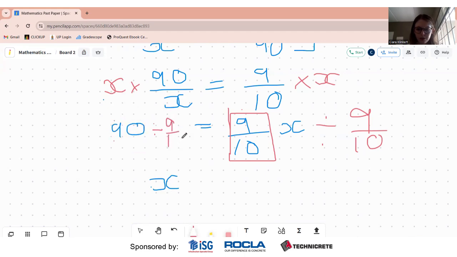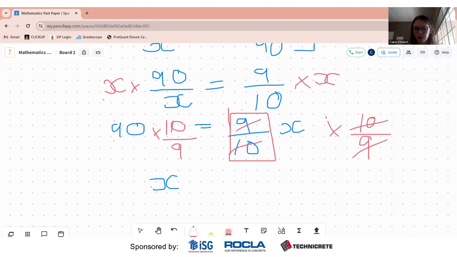Okay. So 90 divided by 9 over 10. And then I remember when I divide by fractions, I need to tip and times. So if I tip it here, I'm going to get 90 times 10 over 9. Oh, sorry, 10 over 9. And then on this side, it's going to be times 10 over 9. On the right-hand side, we see that the 9 will cross out with the 9 and the 10 will cross out with the 10. So I'll get x alone.